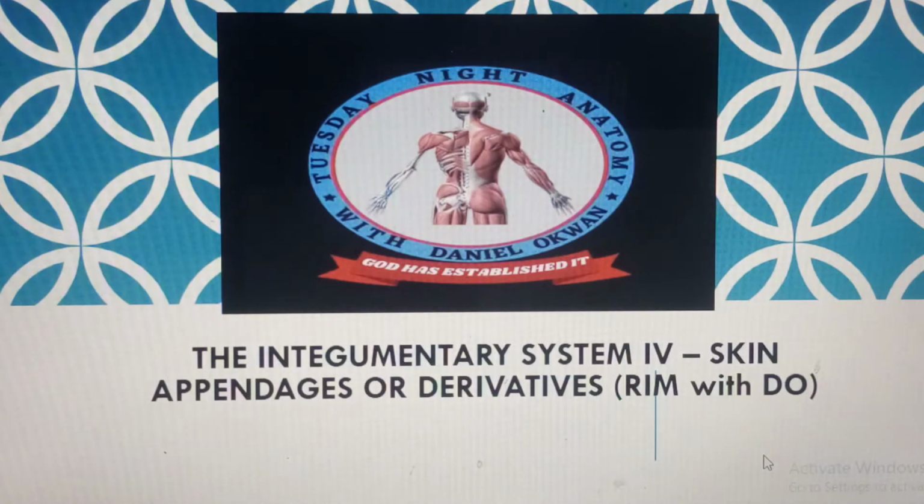Today's section, we continue our journey looking at the integumentary system. And there's the fourth part, which I've tagged skin appendages or derivatives of the skin. And so, without much ado, let's set the ball rolling.